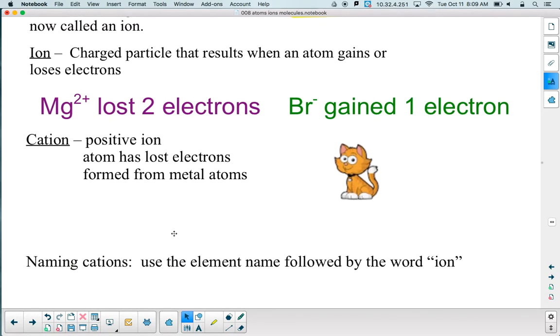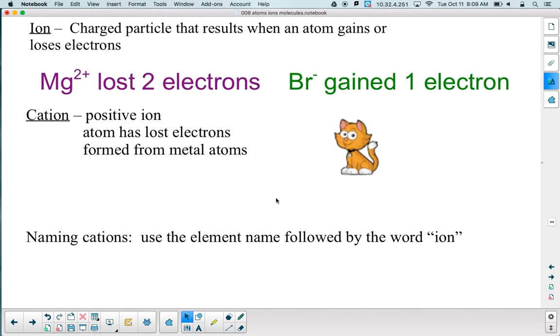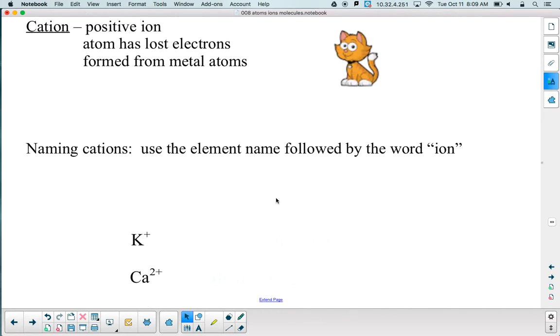We learned that cations are positive, and here's a picture of a smiley cat to help you remember. And cations are always formed from metal atoms. Since you know where the metals are located on the periodic table, you can predict which type of elements are going to make cations. When we name the cations, the naming rule is very simple.